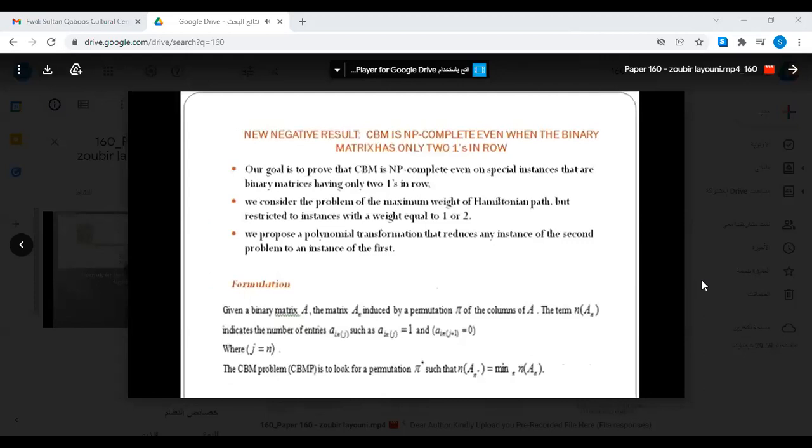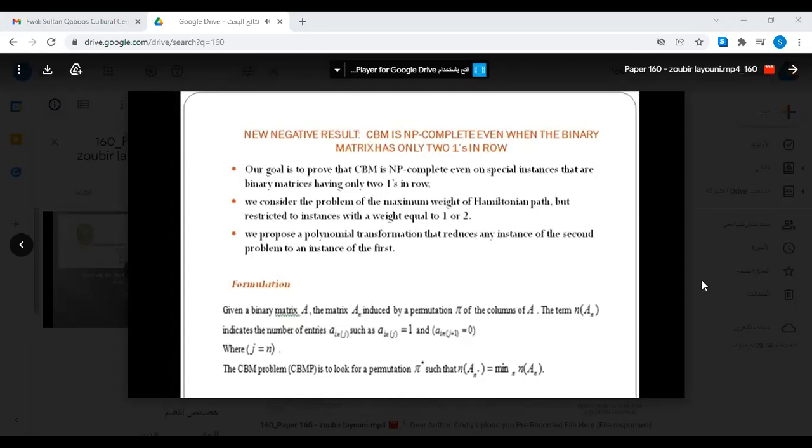First, the new negative result. CBM is NP-complete even when the binary matrix has only two ones in a row. Our goal is to prove that CBM is NP-complete even on special instances, that is, binary matrices having only two ones in a row. We consider the problem of the maximum weight Hamiltonian path, but restricted to instances with a weight equal to 1 or 2.